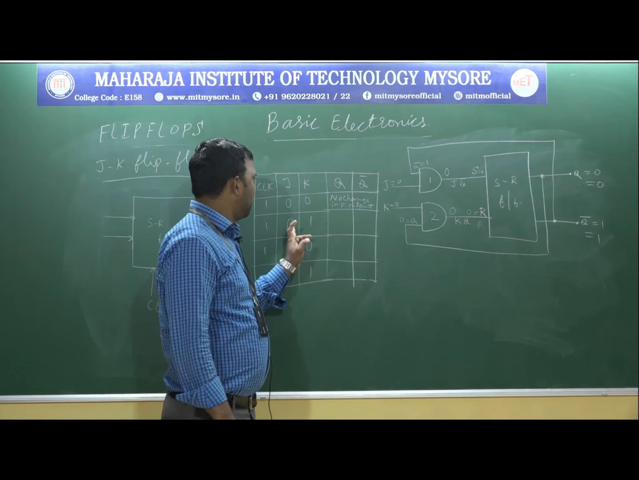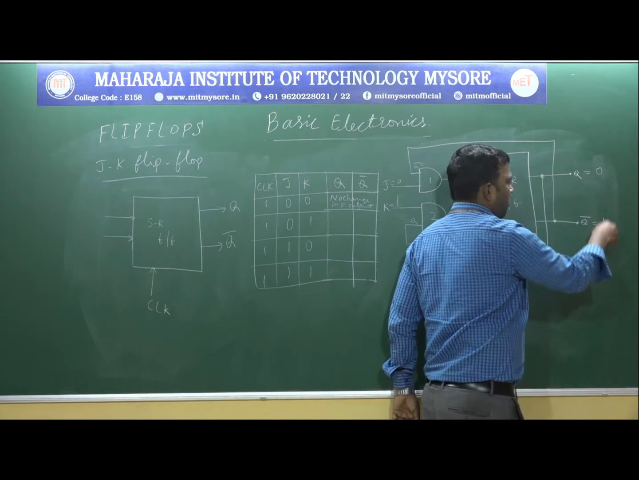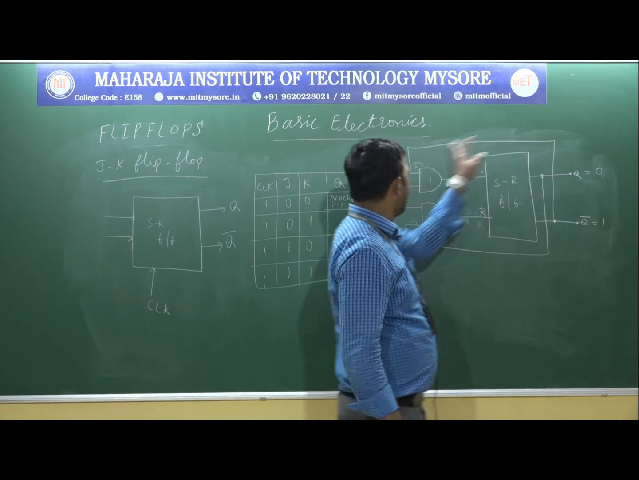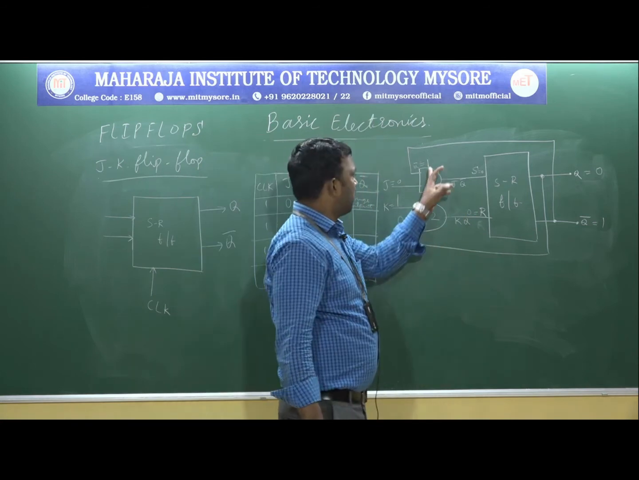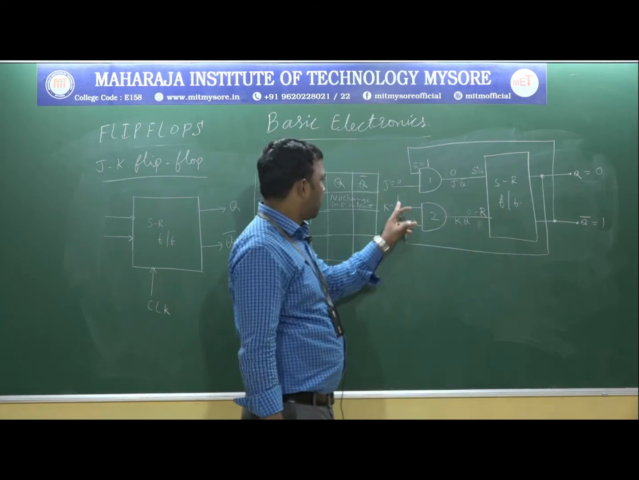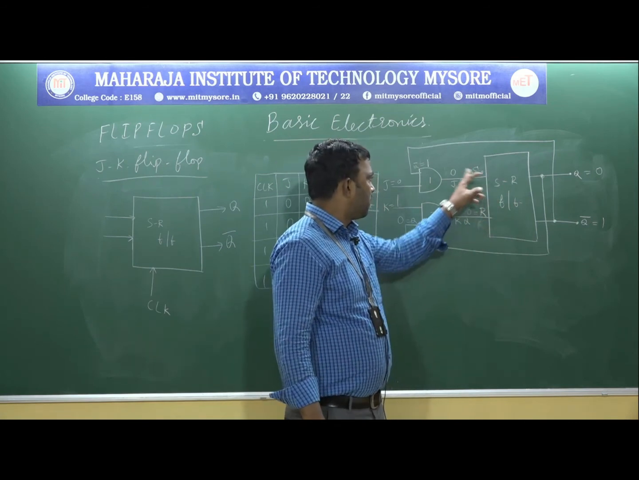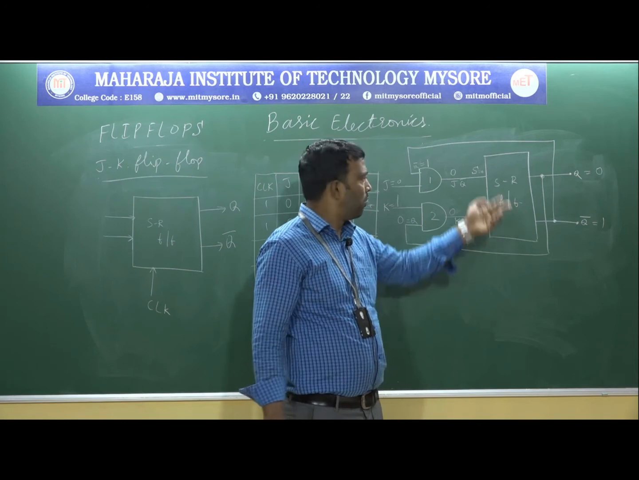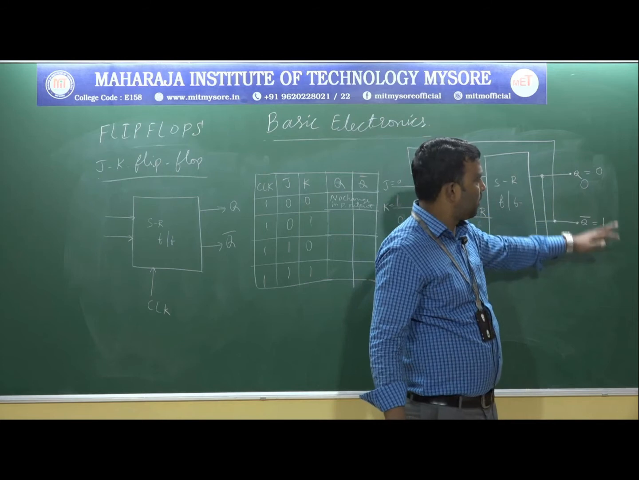Next, we go for another condition. J is 0 and K is 1. Let us consider Q is 0 and Q bar is 1. Now J is 0 and K is 1. For AND gate 1, the inputs are 1 with 0, so the output is 0. For AND gate 2, Q is 0 and K is 1, so the output is 0. So S, which is J Q bar, equals 0, and R also equals 0. When both are 0 0, the output remains the same, that is Q equals 0 and Q bar is 1. So the previous state is retained.